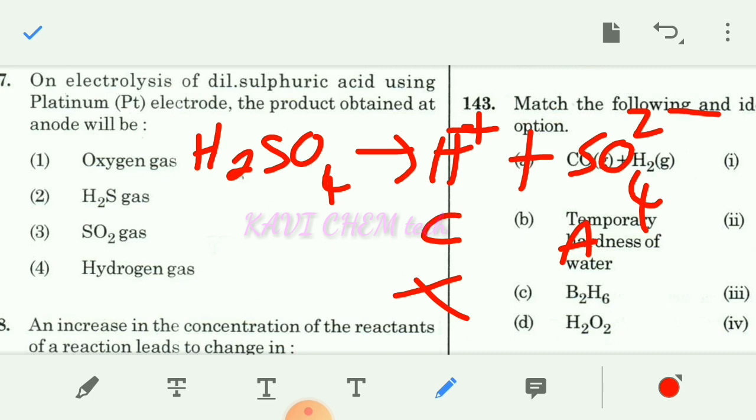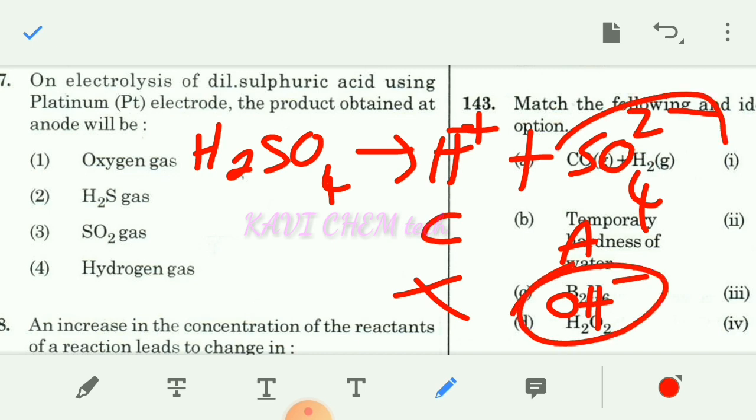Not only SO4 2-, in addition to that water also will dissociate and produce OH-. So both anions will be there, SO4 2- and OH-. Which one will undergo oxidation readily? At the anode, oxidation takes place. Among the two, OH- will undergo oxidation readily, which produces oxygen gas. So that is the correct answer.